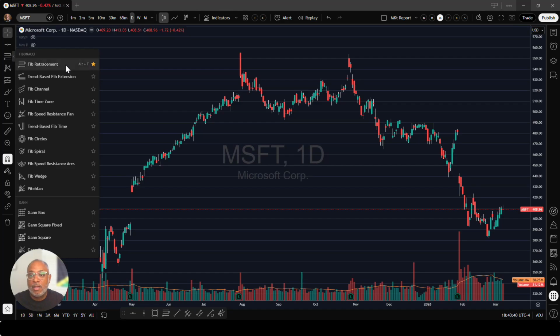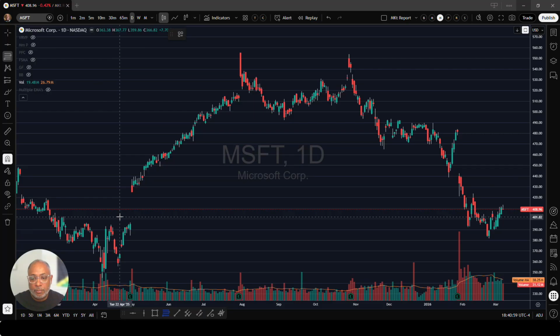If I extend that, there's a whole bunch of different Fibonacci style drawings or indicators that you could put on here. The only one we care about is this Fibonacci retracement. You see, I even favorited it here, so it's always on my toolbar ready to go. Why? Because as I'm about to show you, it's the easiest way to find support and resistance.